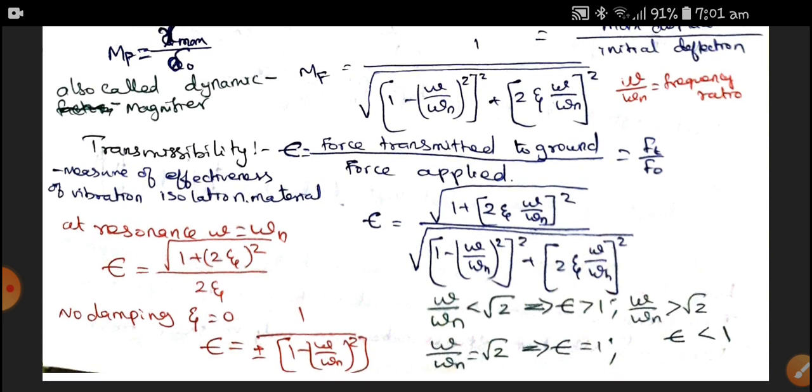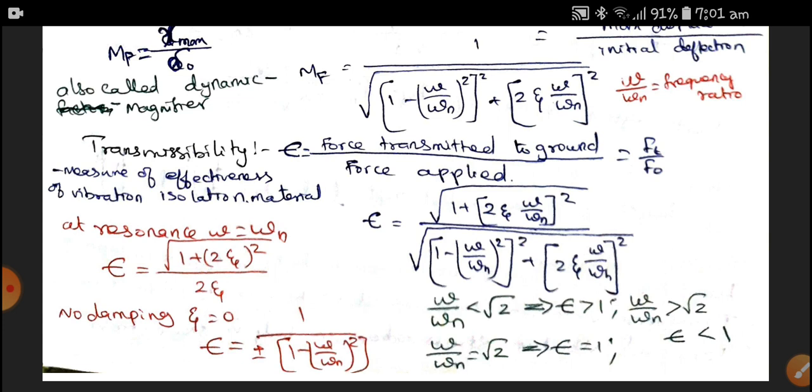The formula for transmissibility is the square root of 1 plus (2 into eta into omega by omega n) the whole squared, divided by the square root of (1 minus (omega by omega n) squared) the whole squared plus (2 eta omega by omega n) the whole squared. At resonance, where omega is equal to omega n, zeta is equal to the square root of 1 plus (2 eta) squared, divided by 2 eta.